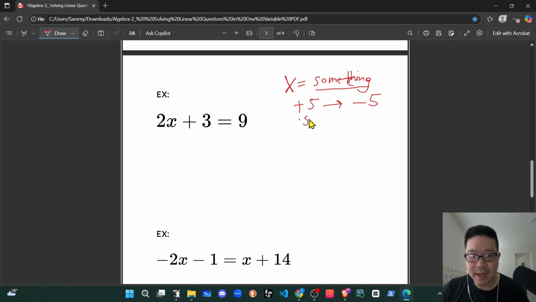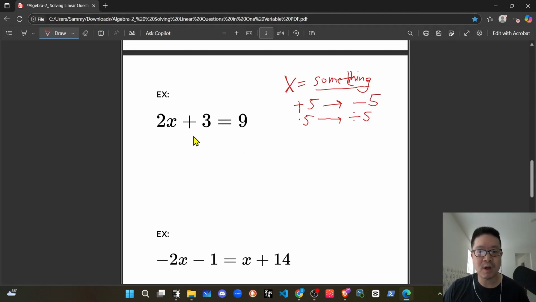If we had x being multiplied by 5, well, the opposite of multiplication is division. So the inverse of multiplying by 5 would be dividing by 5, and vice versa. So the inverse of dividing by 5 would be multiplying by 5. Okay? And that's what we're going to do here.